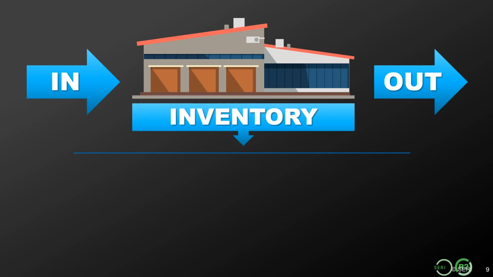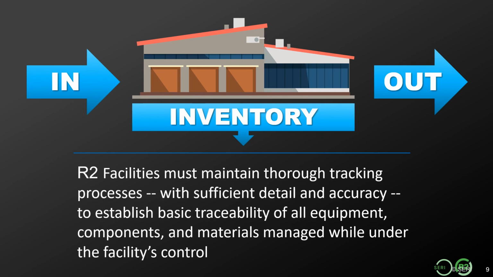The bottom line for tracking throughput is simple. R2 facilities must maintain thorough tracking processes with sufficient detail and accuracy to establish basic traceability of all equipment, components, and materials managed while under the facility's control. This provides assurance to auditors and customers that all items are being processed in a timely manner and, when necessary, moved to the next approved step in the downstream chain.